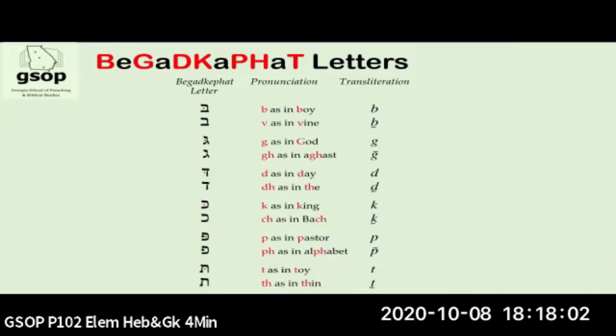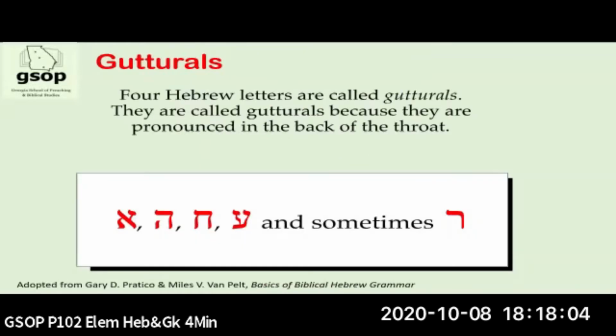And let's not forget, of course, there are the gutturals, 4 gutturals, and sometimes resh: the aleph, the hey, the chet, and the ayin. Now, the aleph and the ayin don't really have a sound, so it's not like you're sounding the guttural in the back of your throat. The hey and the chet, I don't have enough saliva in me tonight. But they do make a difference in knowing what they are.